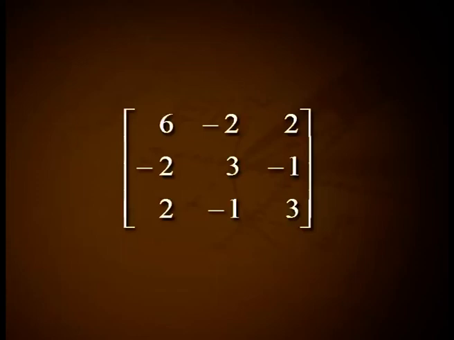We now state a result that is useful in solving problems. Theorem 11. The sum of the eigenvalues of a square matrix is equal to the trace of that matrix and the product is equal to the determinant of that matrix. Example 5. If 2 of the eigenvalues of matrix [6 -2 2; -2 3 -1; 2 -1 3] are 2 and 8, find the determinant of the matrix.